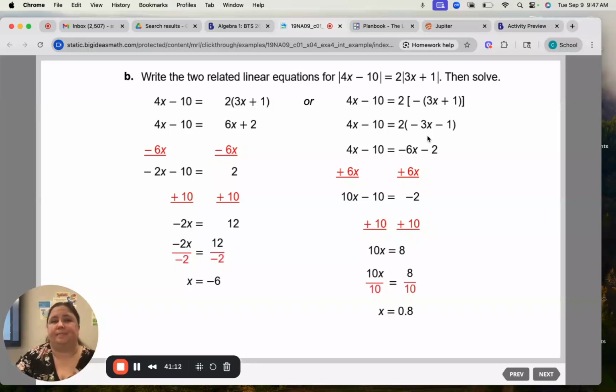Yeah, that's it. You just have to solve. The biggest thing is making sure you set it up correctly at the beginning with that negative that you have to throw in there. That's it.